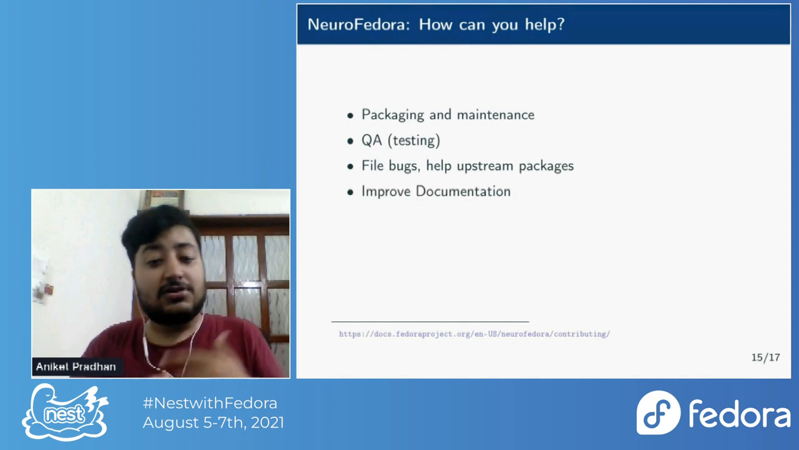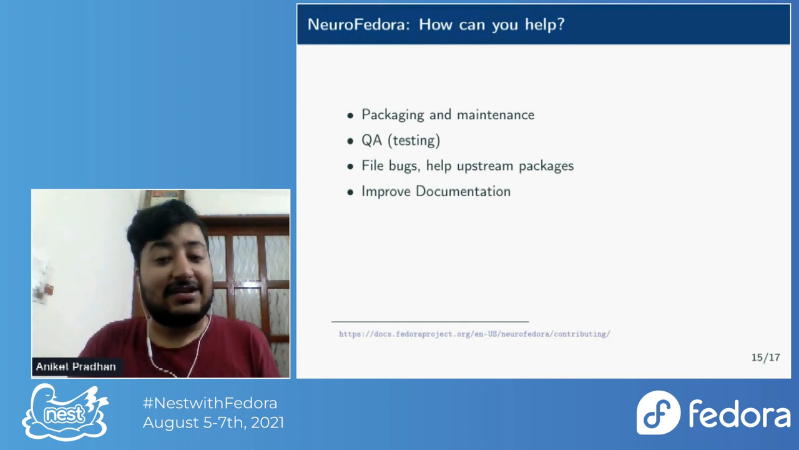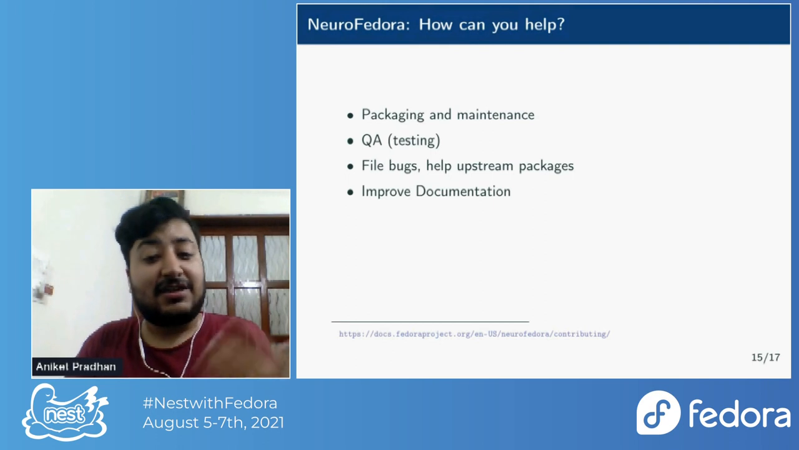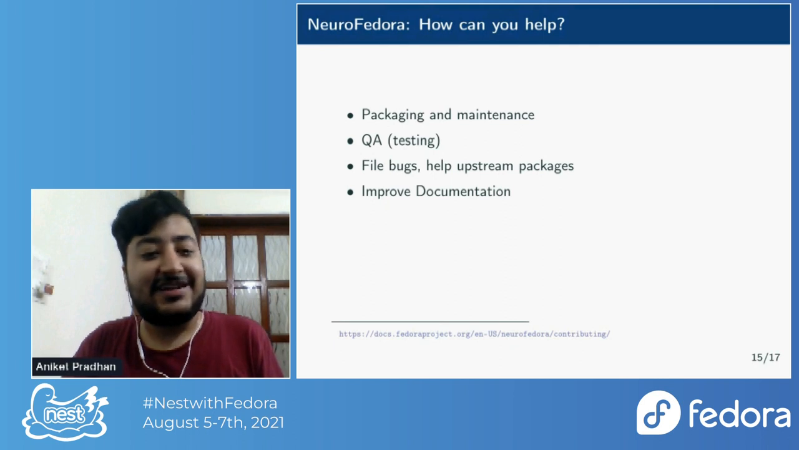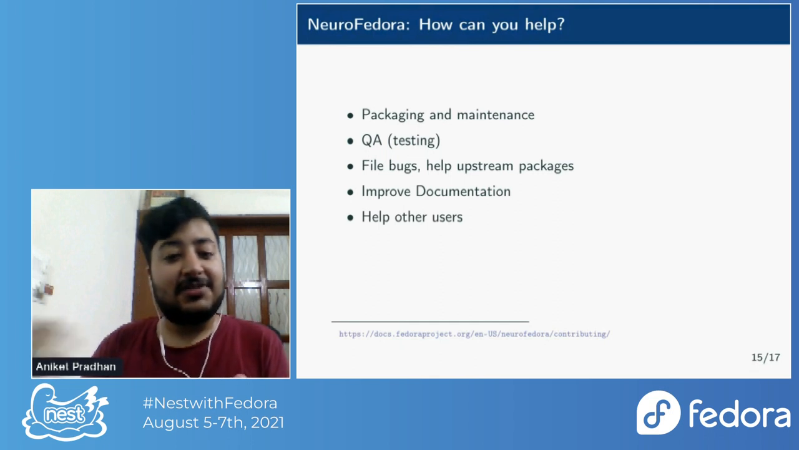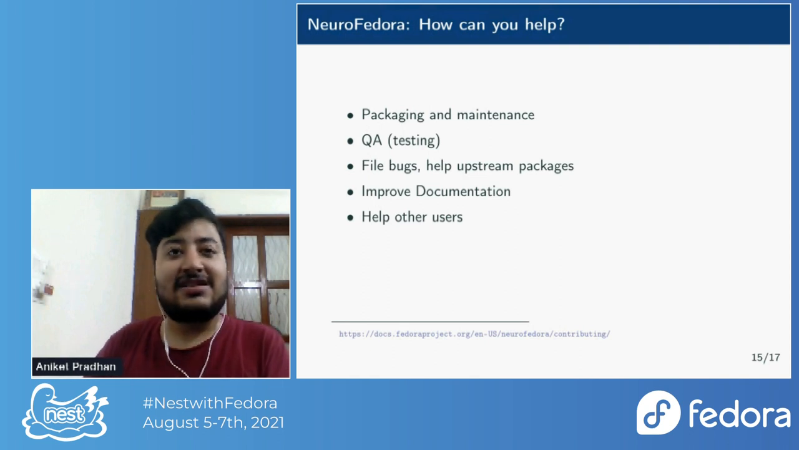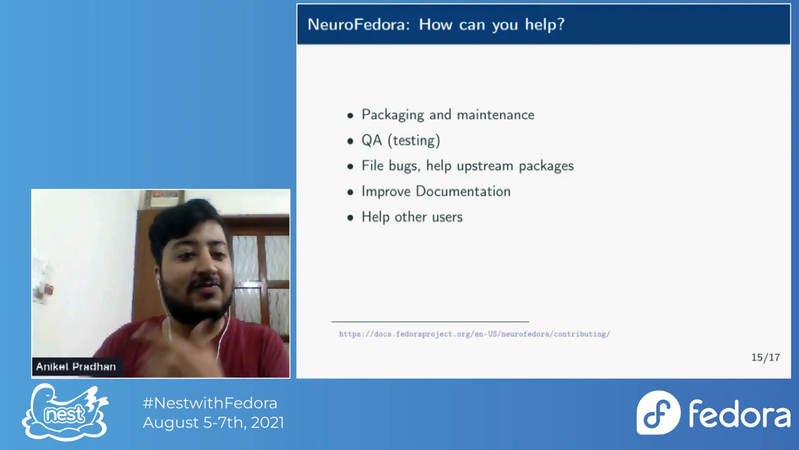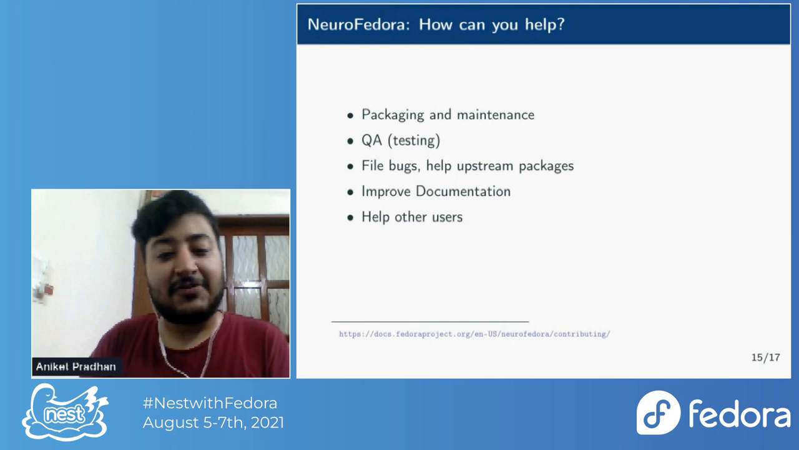Other than that, you can also help us improve the user documentation. It's an important resource, and you can help us by contributing to or improving our documentation, because there might be some human error there and it's not always perfect. You can also help other users in our communication channels, helping them troubleshoot issues. If they're asking for help, then you can obviously help them out. There are communication channels on IRC, on Telegram and on Matrix. I will get to that in the future slides.